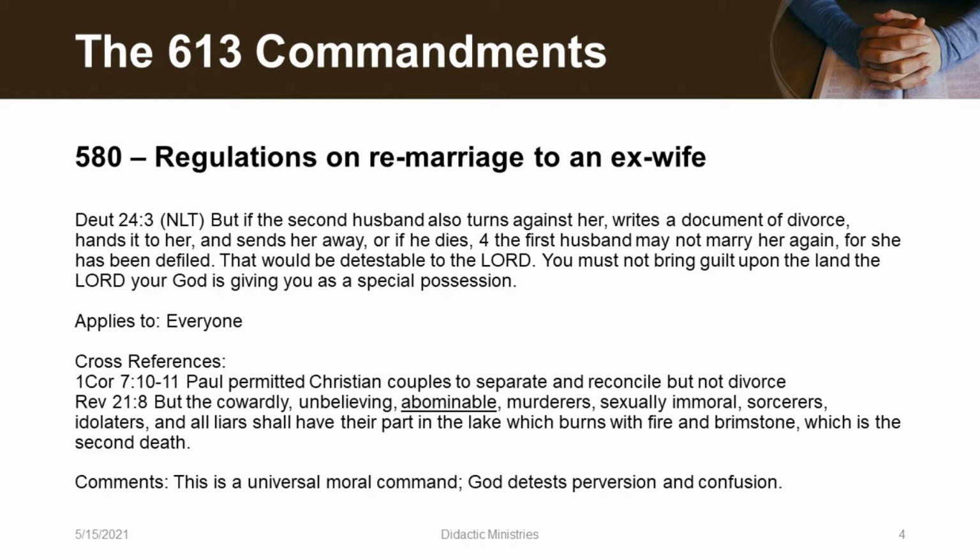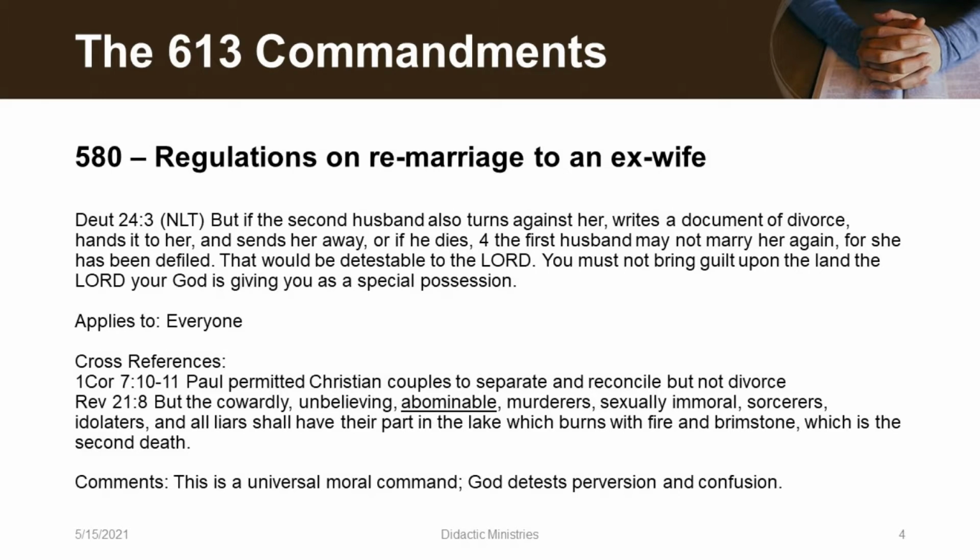Commandment 580, Regulations on Remarriage to an Ex-Wife. Deuteronomy chapter 24, verse 3 says, "But if the second husband also turns against her, writes a document of divorce, hands it to her, and sends her away, or if he dies, the first husband may not marry her again, for she has been defiled. That would be detestable to the Lord. You must not bring guilt upon the land the Lord your God is giving you as a special possession."